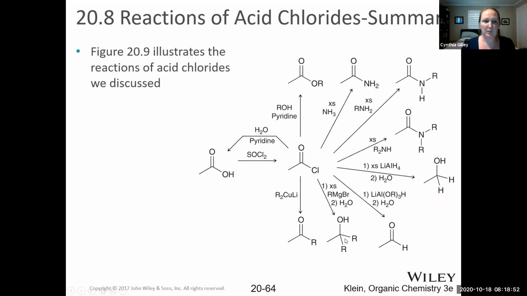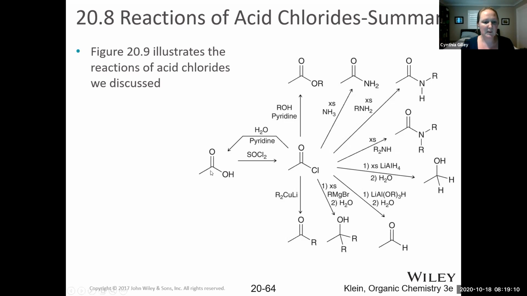There's a figure in your book, figure 20.9, that summarizes the different reactions of an acid chloride. It's a great summary to look at when you're making your note cards to learn the reagents and the reactions from this chapter.